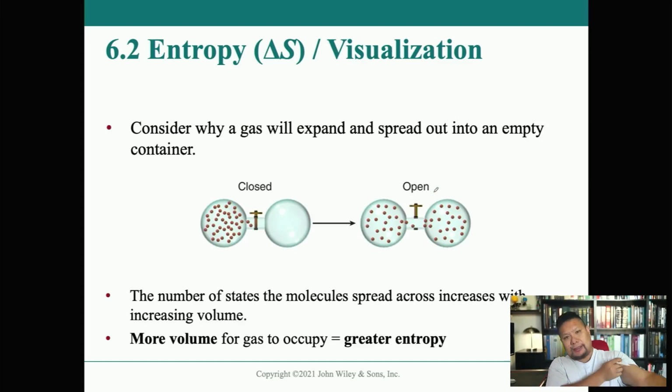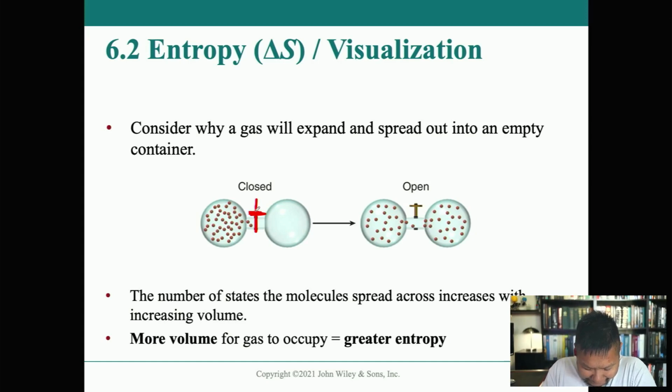So let's look at this visually, right? Consider why a gas will expand and spread out into an empty container. So we have here a stopcock between two glass Florence flasks. If you didn't know, a round bottom flask is actually known as a Florence flask, which I'm pretty sure is right. If I'm wrong, tell me down in the comments below if you're watching this on YouTube.